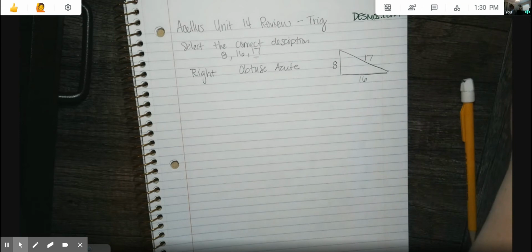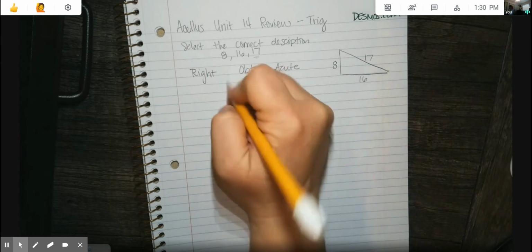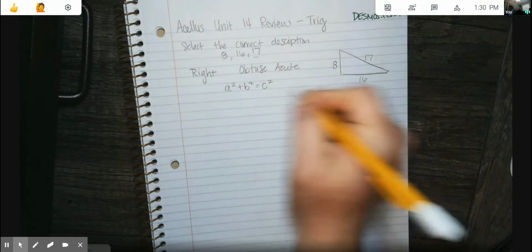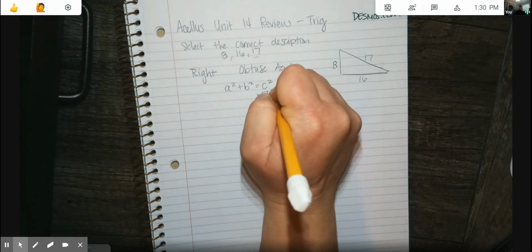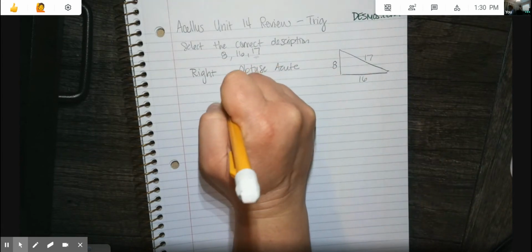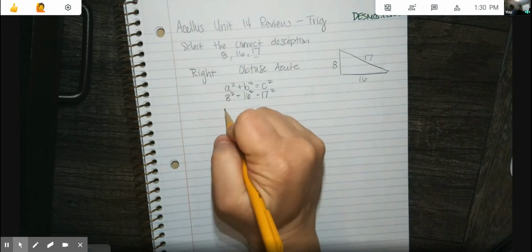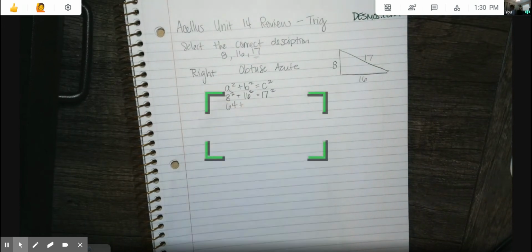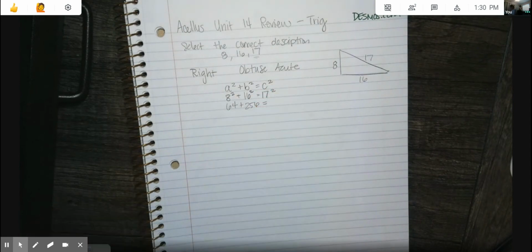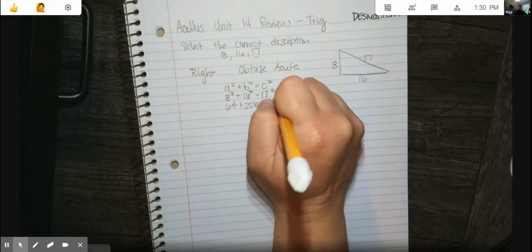Desmos.com. Okay, so when I look at this problem, if I want to prove it's right, obtuse, or acute, I need to plug it into the Pythagorean theorem. And I know that 17 has to be c squared, because that's always the longest side of the triangle, and then 16 squared plus 8 squared, right? So then you're going to end up with 64 plus 16 squared is all equal to 17 squared, which is equal to 289.